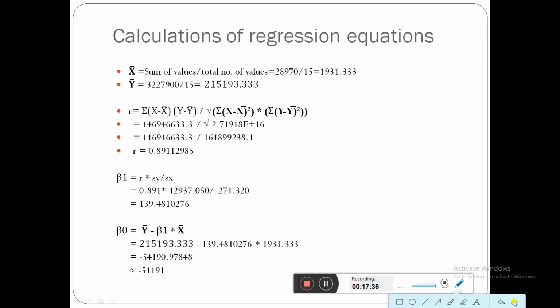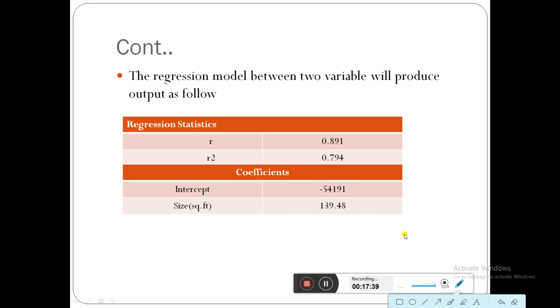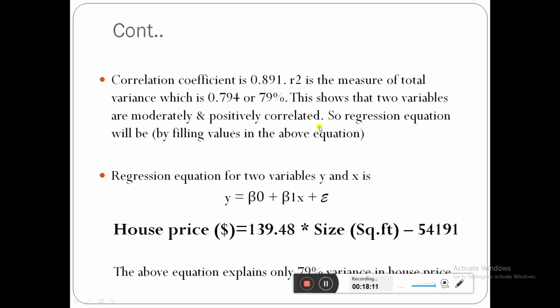Next, a regression model between the two variables will produce the output as follows. We got r equal to 0.891. We found r and we found r square. We can find r square equal to 0.791; we square this value to get it. The intercept value is beta 0, and beta 1 is the coefficient for the size of the house. Next we take the correlation coefficient, which is 0.891. We have to find r square.